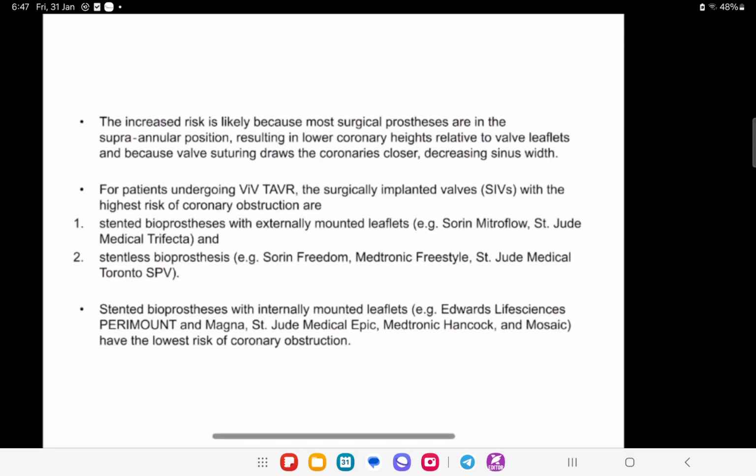The increased risk is likely because most surgical valves are in the supraannular position, resulting in lower coronary heights relative to the valve leaflets, and because valve suturing draws the coronaries closer, decreasing the sinus width.